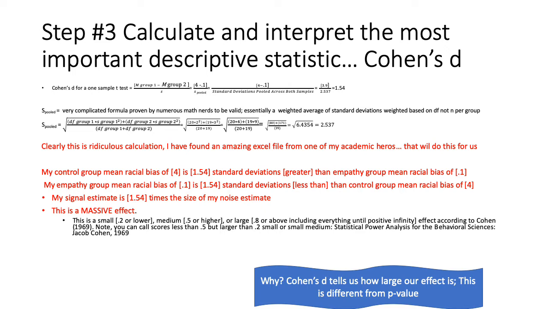We can tell that with the square. And it's the degrees of freedom of group 1 times the standard deviation of group 1 plus the degrees of freedom of group 2 times the standard deviation of group 2, over the degrees of freedom of group 1 plus the degrees of freedom of group 2. You can see me work through that problem here.